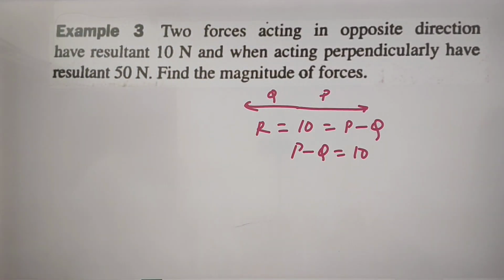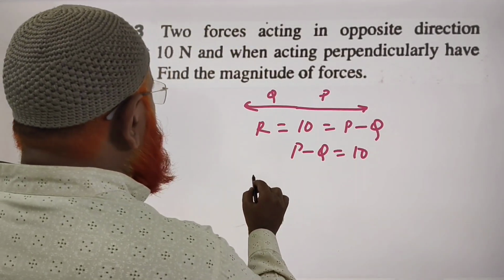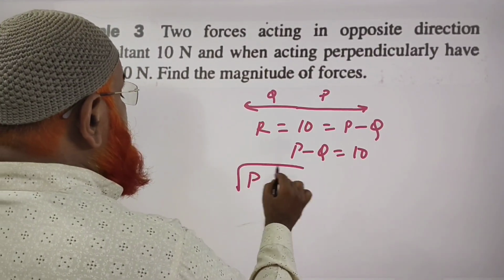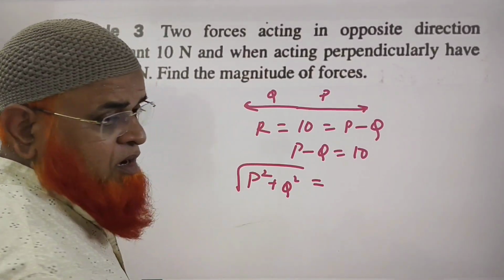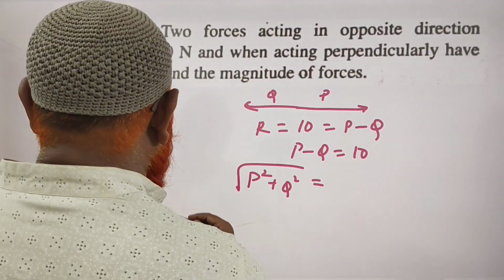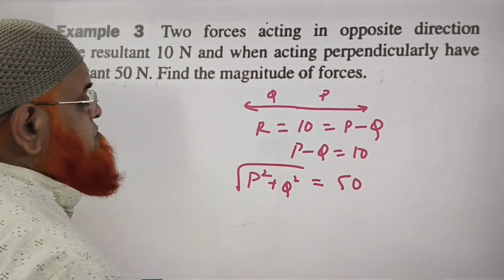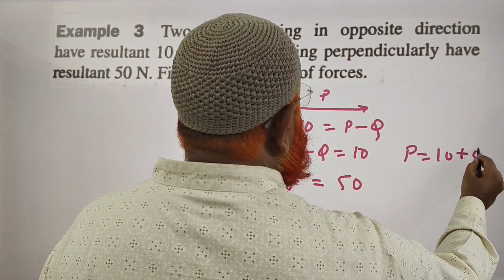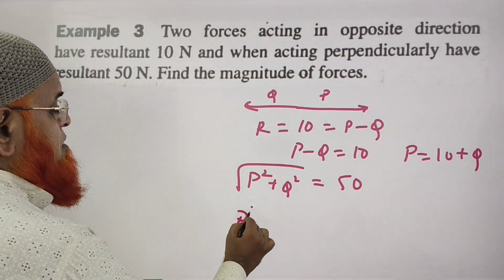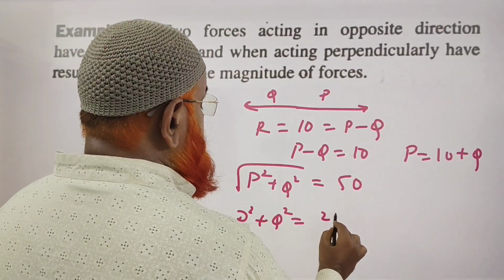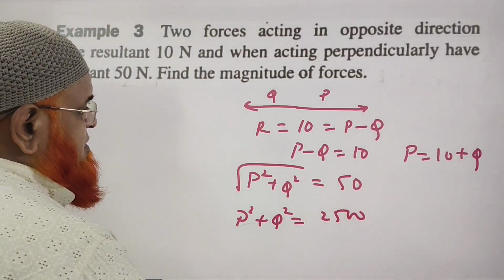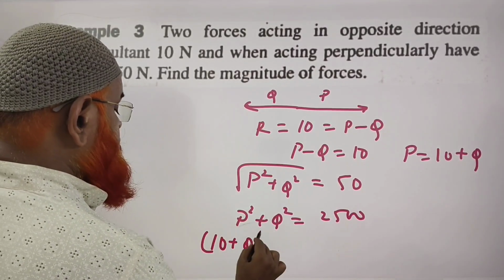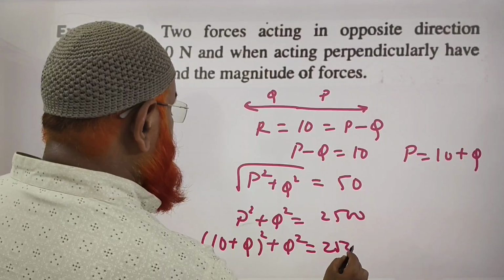Then when they are acting perpendicularly means what? Perpendicularly means square root of p square plus q square, by the Pythagoras theorem. How much is the resultant going to be? 50. Okay, resultant is 50. So here can we write p is equal to 10 plus q, squaring on both sides. P square plus q square is equal to 2500. Understood? So p square you write as 10 plus q whole square, plus q square is equal to 2500.